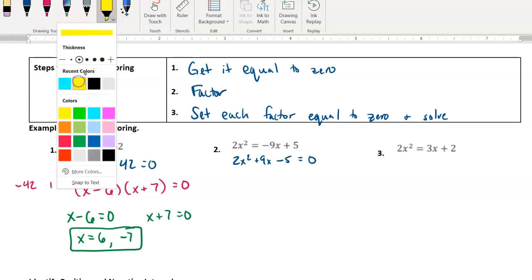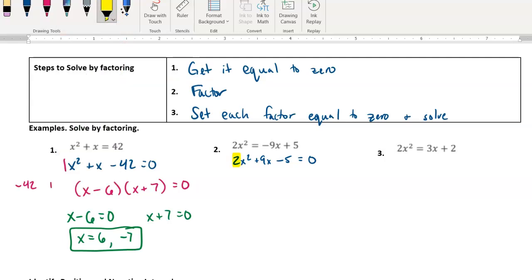So remember, this is one of those situations where the a term is not 1. So this is where we have to factor it. We're going to multiply these two together. So we get negative 10x squared. And then we have the 9x. So trying to find two numbers that multiply together to be negative 10, that add together to be a positive 9. Now hopefully you come up with 10x and negative 1x, because 10x times negative 1 is negative 10x squared, and 10x plus negative 1 would be a positive 9.